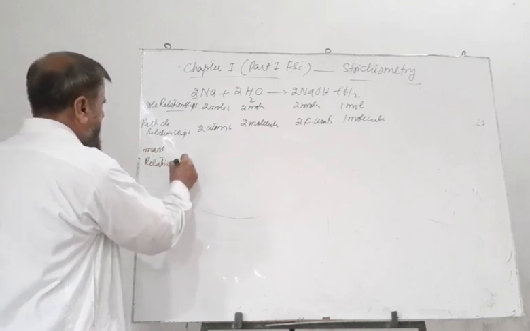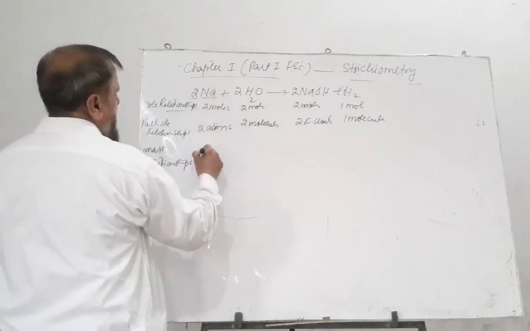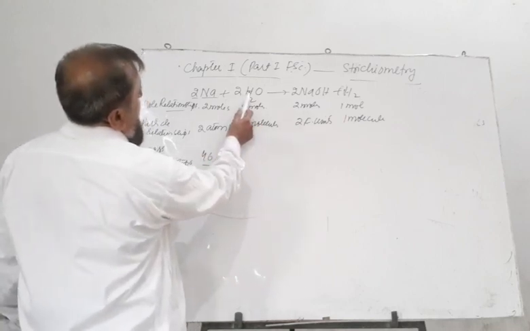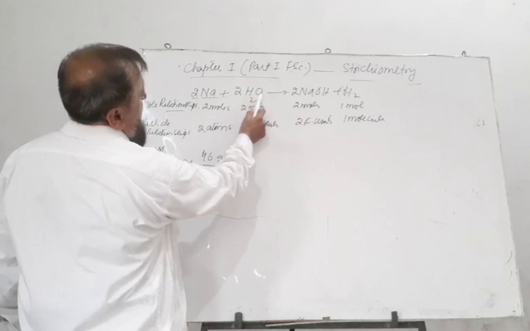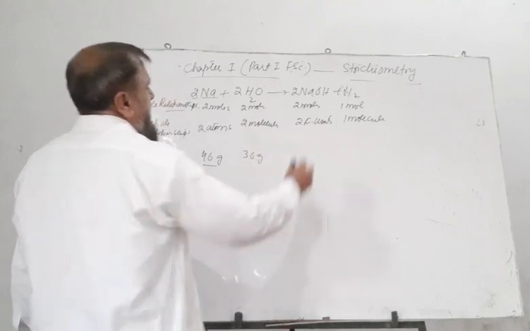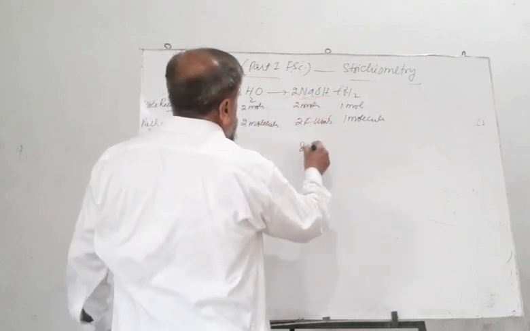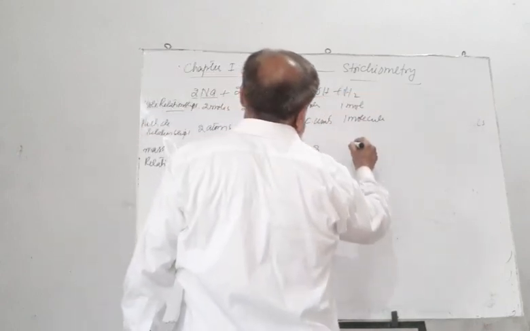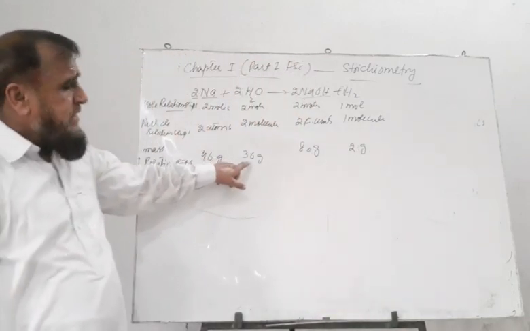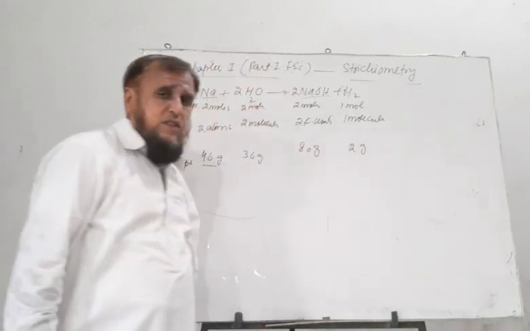Mass relationships may be present. We know that the atomic weight of sodium is 23, so 23 multiplied by 2 gives 46 grams of sodium, which reacts with water. The atomic weight of hydrogen is 1 and of oxygen is 16, so 1 into 2 plus 16 is 18, and 18 into 2 gives 36 grams of water. Sodium hydroxide is 23 plus 16 plus 1, which is 40, multiplied by 2 gives 80 grams, and H2 is approximately 2 grams. So it shows that 46 grams of sodium react with 36 grams of water to produce 80 grams of sodium hydroxide and 2 grams of hydrogen.